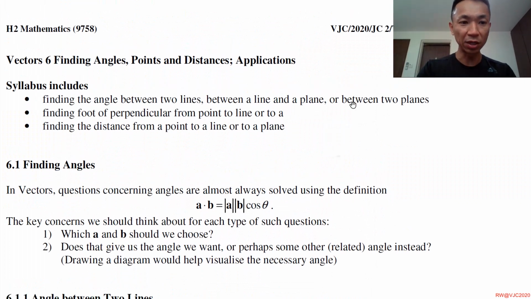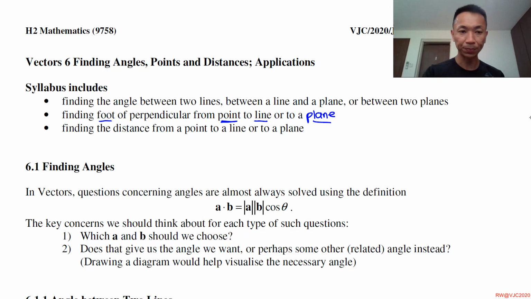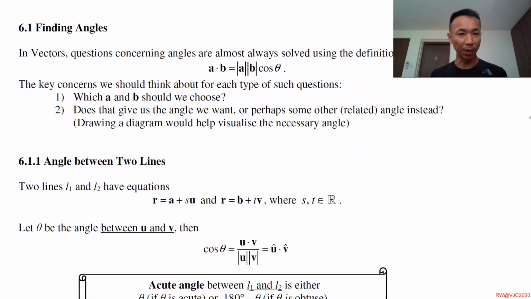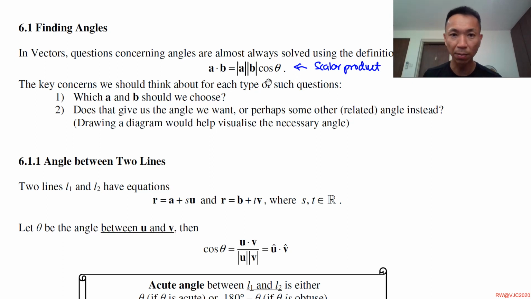The first point has been covered. It's just that there's one word missing from the foot of a perpendicular, from a point to a line, or from a point to a plane. I'm so sorry about this. Okay. So, first, angles. This first part is about finding angles. I think no surprises. Angles are almost always using this definition of scalar product, or sometimes we call it dot product. Correct? A dot B is mod A, mod B, cosine theta. So you make cosine theta the subject here, and you will realize that you can find theta.